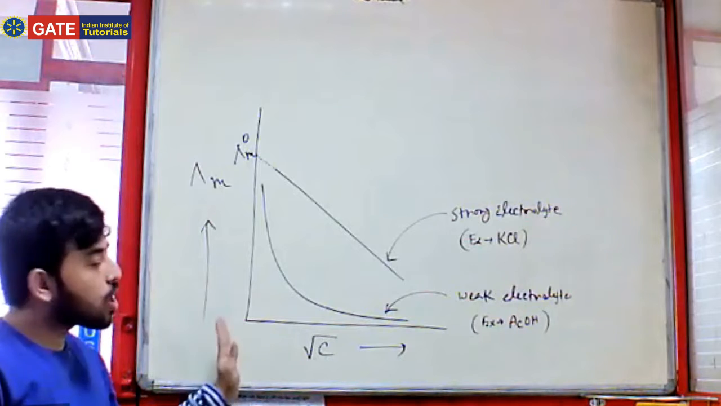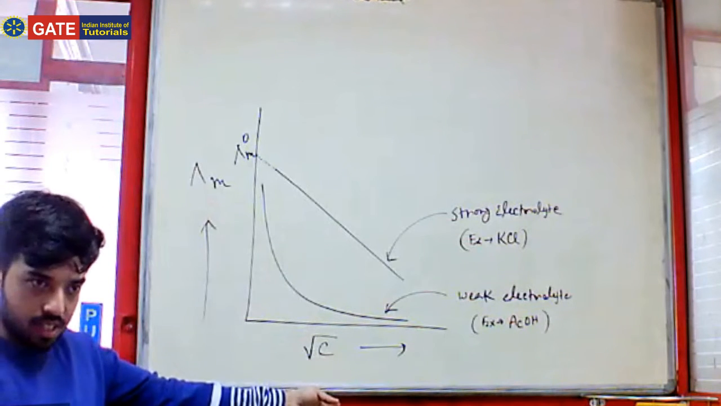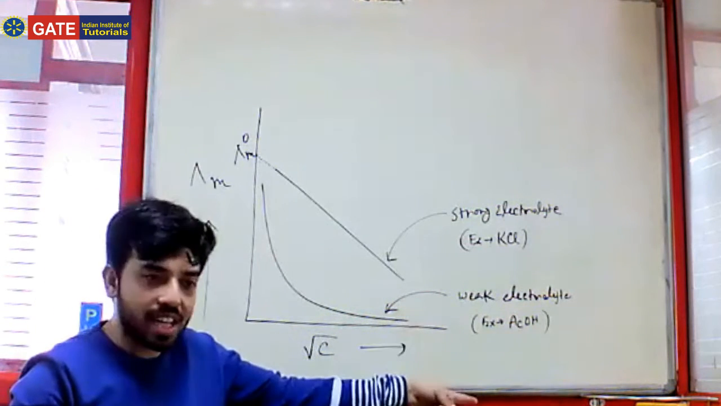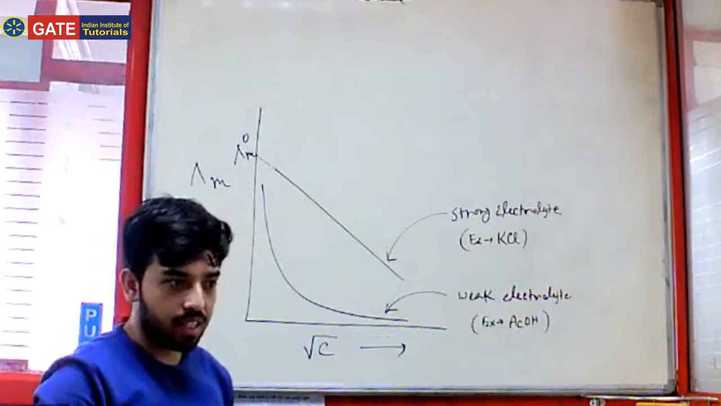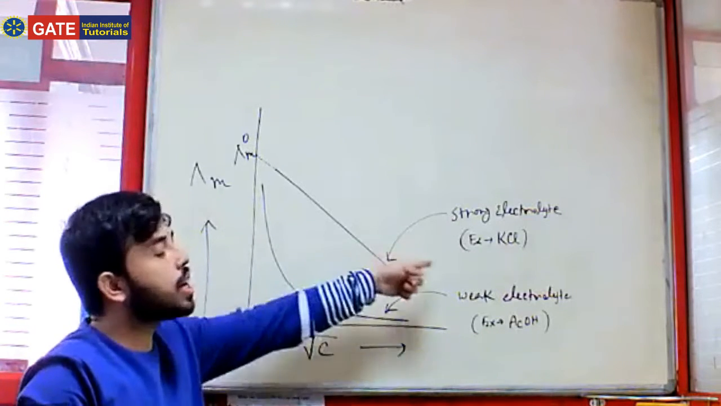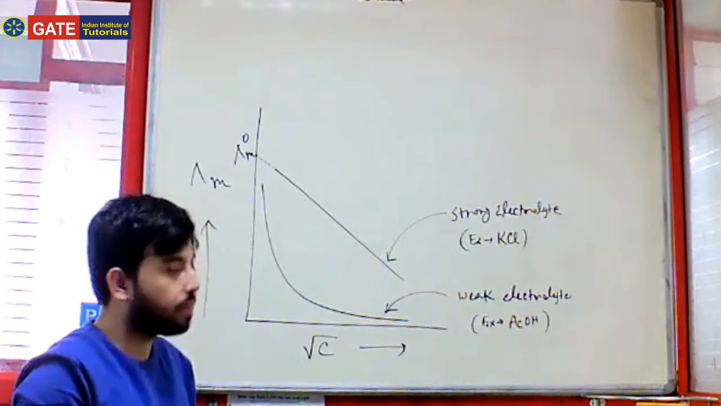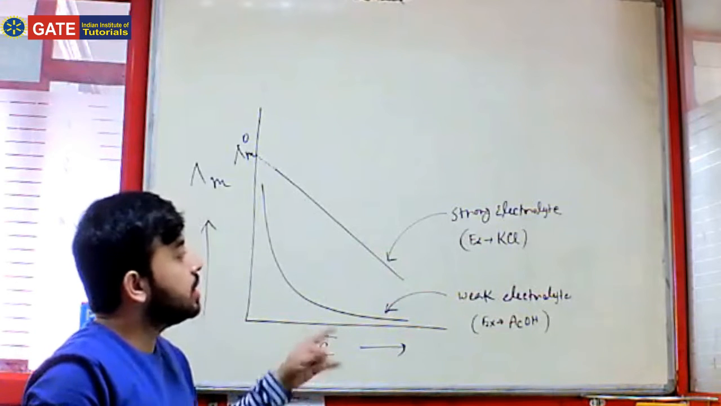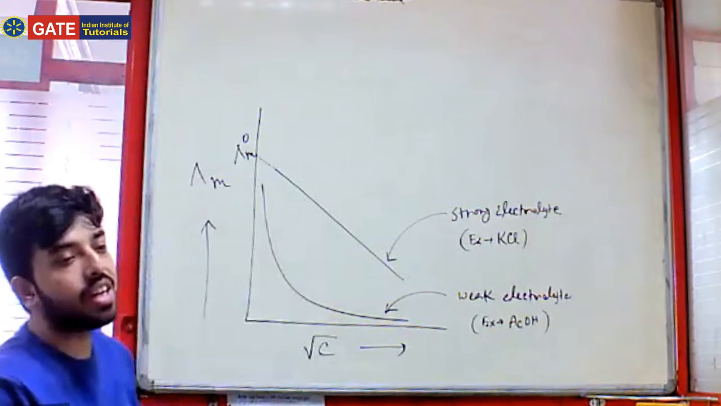Okay, so if the concentration is increasing, listen, this is y, this is x, right? This is the graph for the weak electrolyte. For example, acetic acid is a weak electrolyte, you know, CH3COOH is nothing but acetic acid. Okay, this is a strong electrolyte. For example, KCl, NaCl. KCl is a very strong electrolyte, you know this: K plus and Cl minus. Now, you have to understand this graph very nicely.